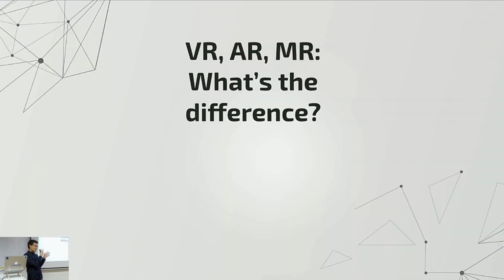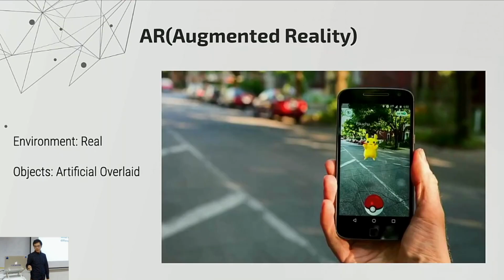So one of the main misconceptions is the difference between VR, AR, and MR, so I'll be explaining that now. First, AR, augmented reality. In augmented reality there are still virtual objects, but in a real setting. So in this case, Pokemon Go, you hold the camera around, and it's a real environment. But there are artificial objects like the Pikachu and the Pokeball.